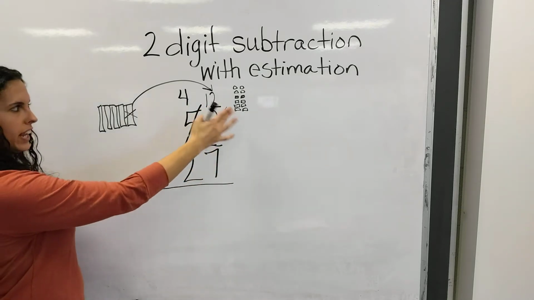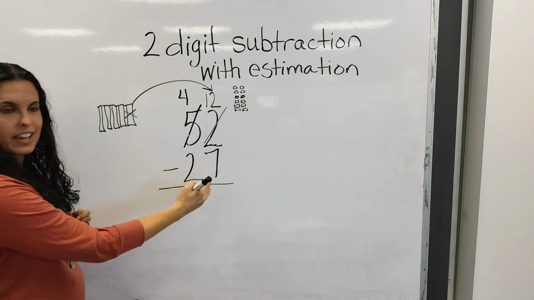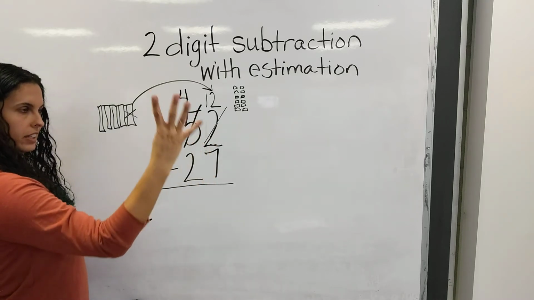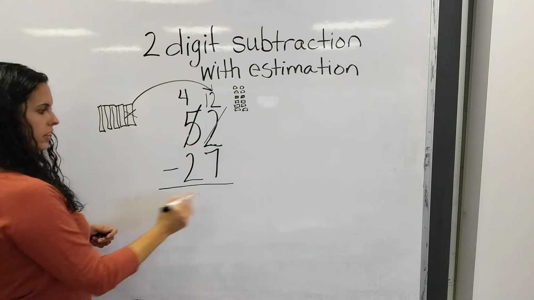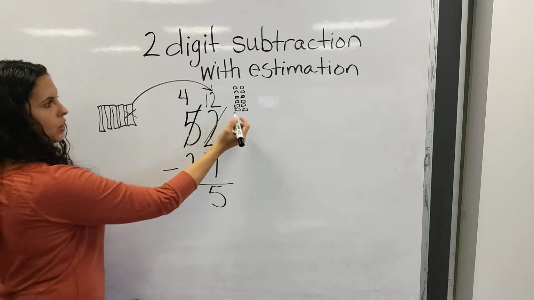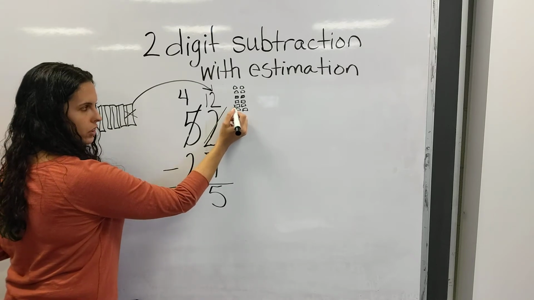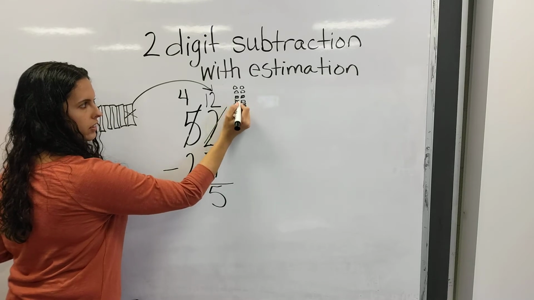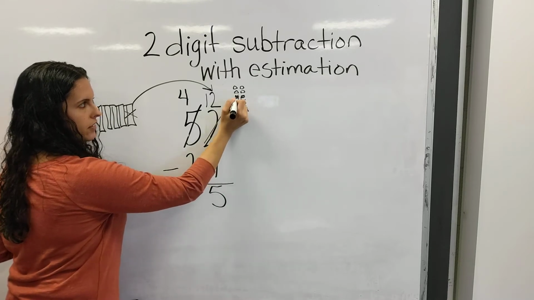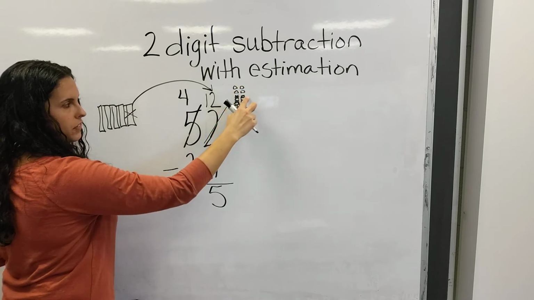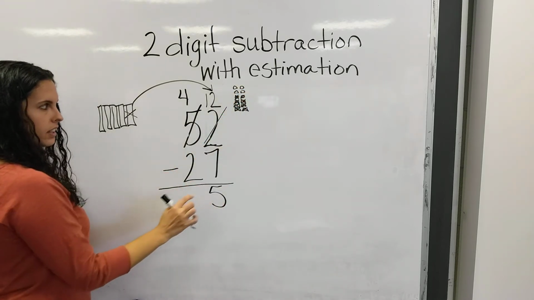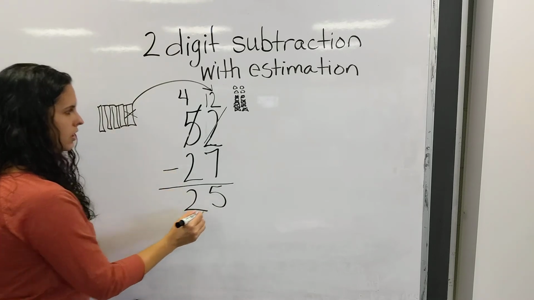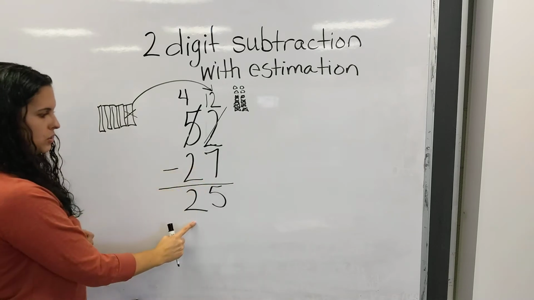All right, so now I have 12 and I'm going to subtract 7. So 7, 8, 9, 10, 11, 12. I get 5. We can also go ahead and cross off our base 10. We're going to cross off 7 of them. 1, 2, 3, 4, 5, 6, 7. That gives us 1, 2, 3, 4, 5 left. Now 4 subtract 2 gives us 2. So 52 minus 27 is 25.